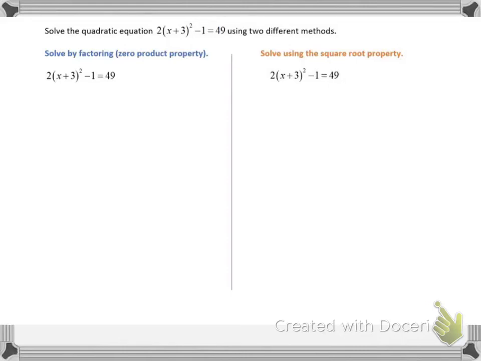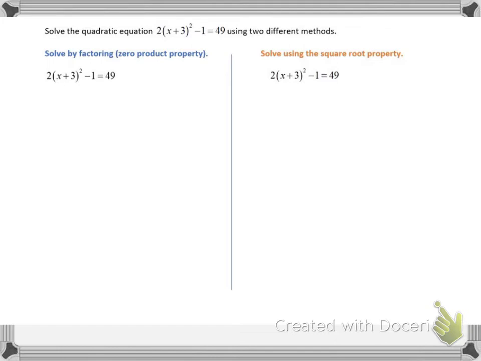In this video, we are going to look at two methods for solving the quadratic equation 2 times the quantity x plus 3 squared minus 1 equals 49. So on the left-hand side, we're going to solve this equation using a very familiar process, which is solving by factoring or the zero product property.